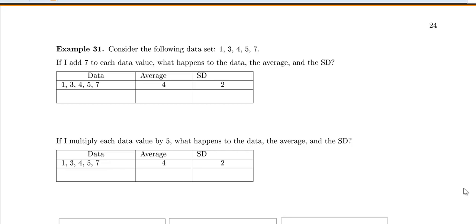Now let's get a little more technical. Okay, so for example 31, let's consider our following data set: 1, 3, 5, and 7. If I add 7 to each data value, what happens to the data, the average, and the standard deviation? So what actually happens here?